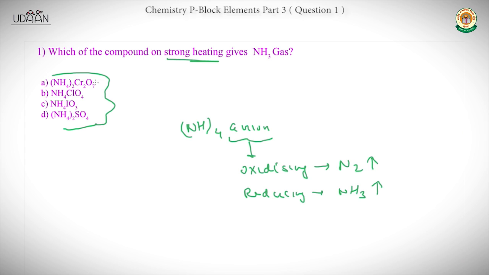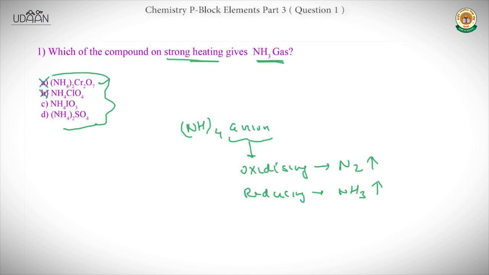So firstly check chromate, is this oxidizing or reducing? Dichromate is a strong oxidizing agent, so it will produce nitrogen gas. So this one will not be our answer. Next, move to the second one, chlorate. It is also a strong oxidizing agent, so it will also produce N2 gas. So it will not be our answer because we want NH3 gas.